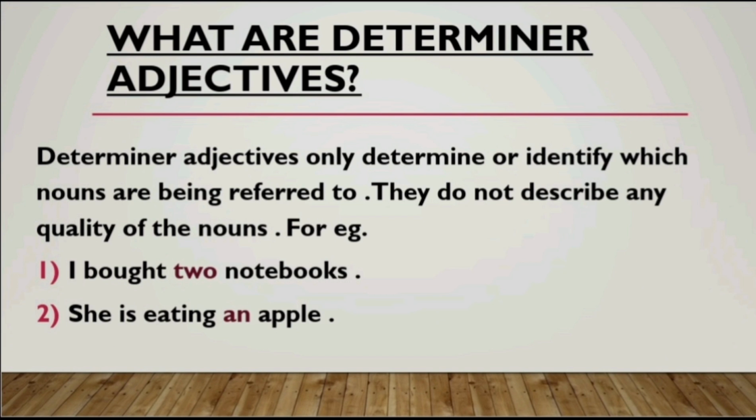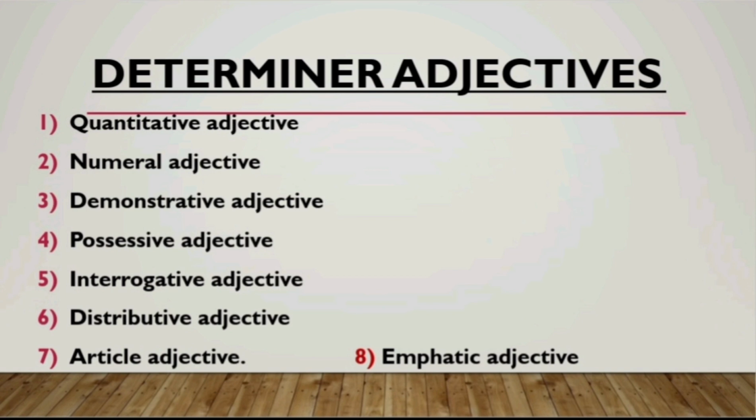they are used attributively. That means that they are just placed before the noun that they are modifying or describing. So present before you is the list of determiner adjectives which we'll do in this playlist one by one. So number 1 is quantitative adjective, second is numeral adjective, the third one is demonstrative adjective, fourth one is possessive adjective, fifth one is interrogative adjective, sixth one is distributive adjective, seventh one is article adjectives, and the eighth and the last one is emphatic adjective.